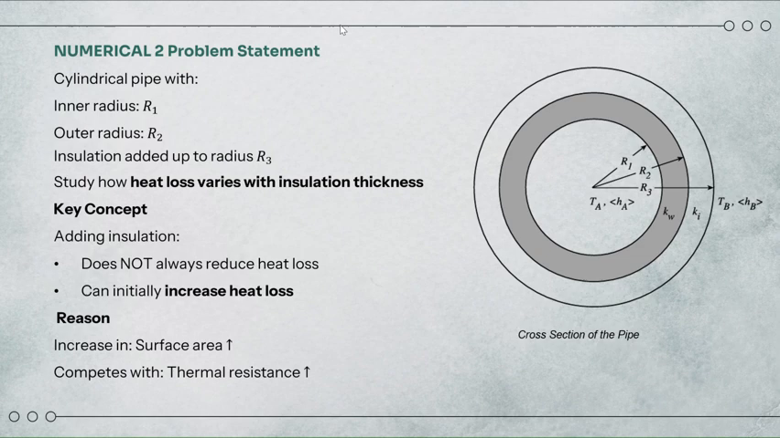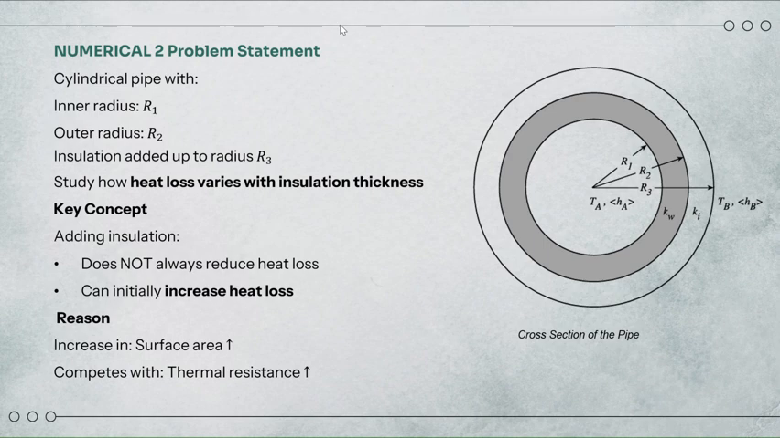In the second numerical, we have been given a cylindrical pipe with inner radius R1 and outer radius R2 and insulation added up to radius R3. Now we have to study and show how heat loss varies with insulation thickness. Our key concept is adding insulation does not always reduce heat loss. It can initially increase heat loss.